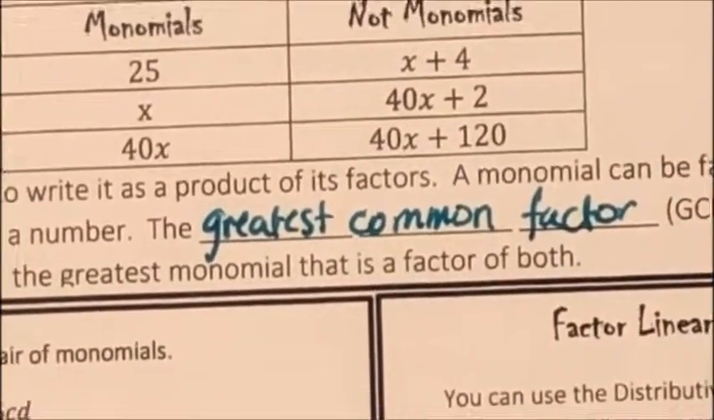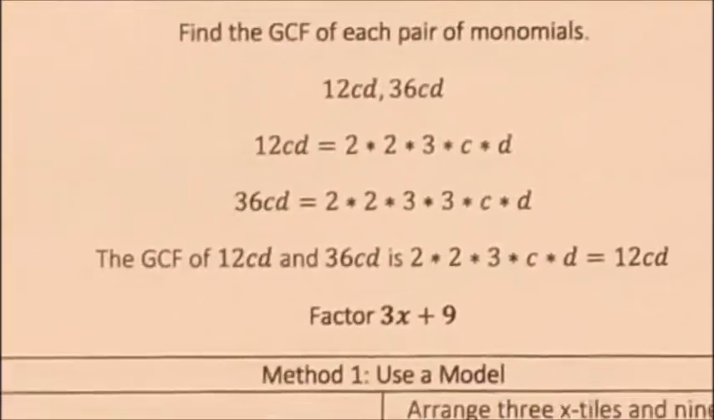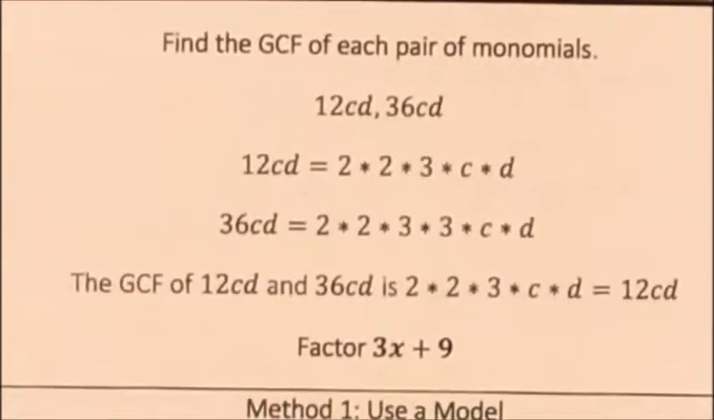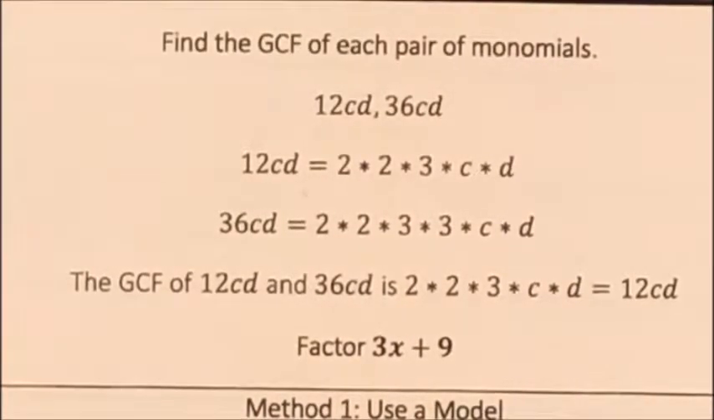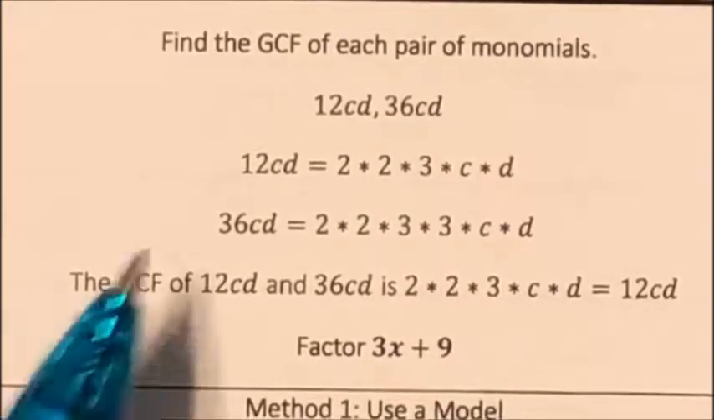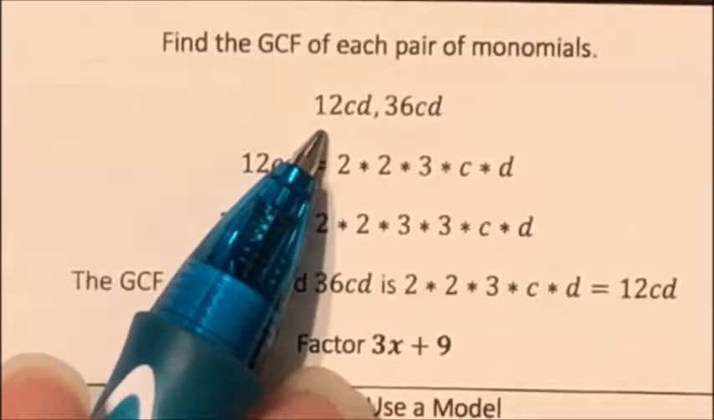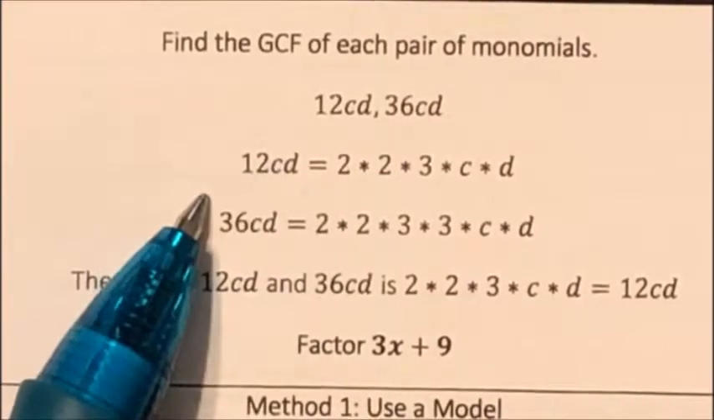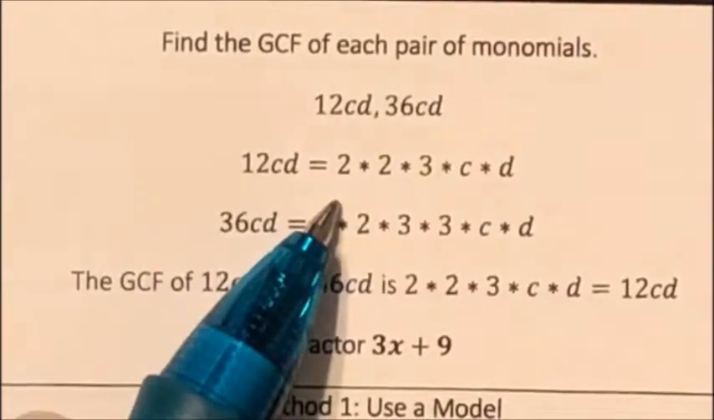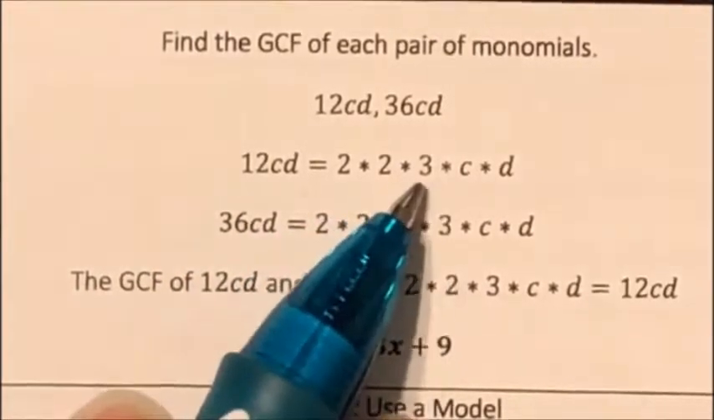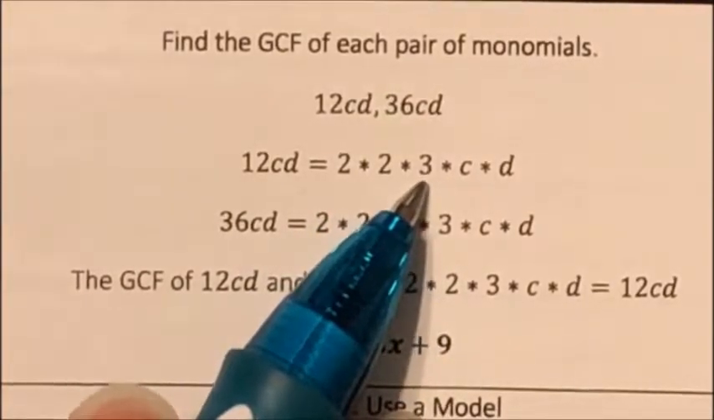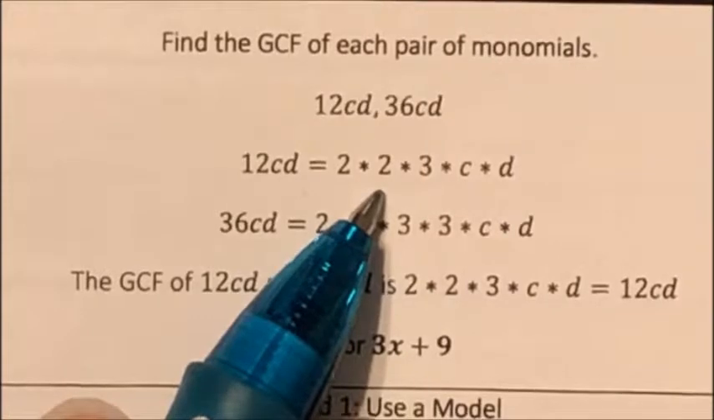Okay, so let's take a look at an example. First thing I want to do is find the GCF of each pair of monomials. So I have 12 CD and 36 CD. So the first thing that I want to look at is I want to take 12 and break it down into its factors. So factors of 12 are 2 times 2 times 3, because 2 times 2 is 4, 4 times 3 gives me 12. So I wanted to break it down into its prime factors.